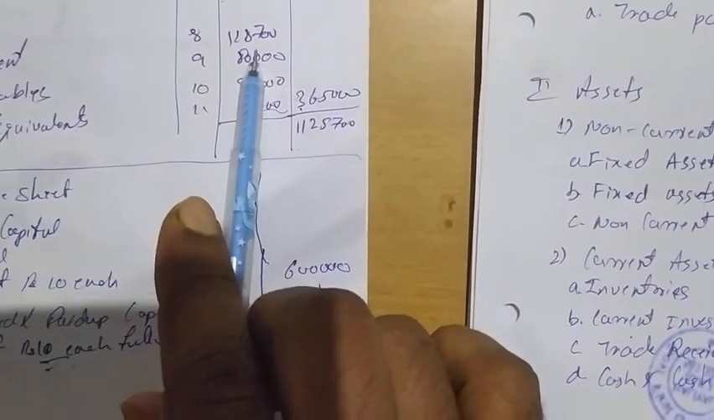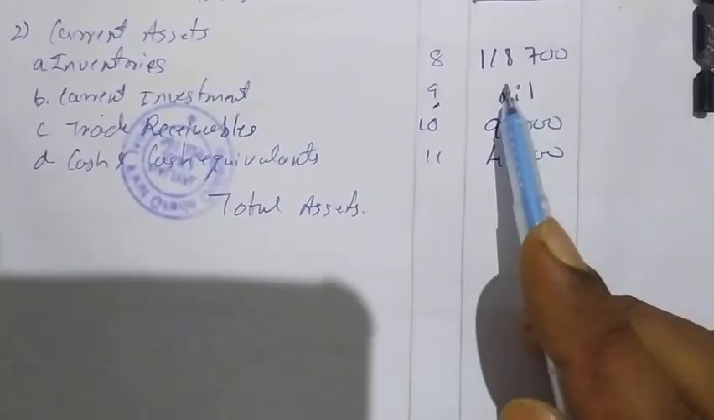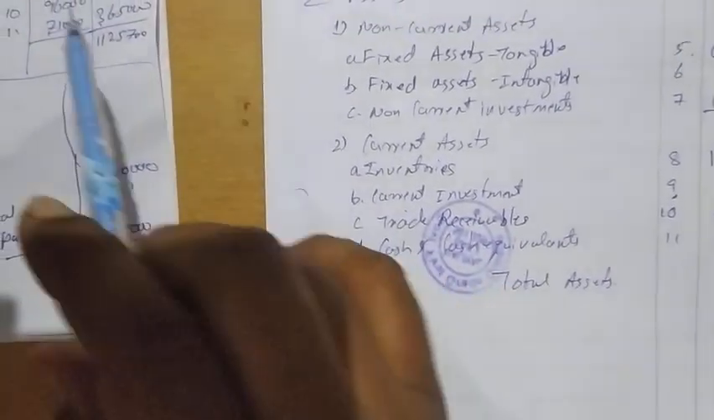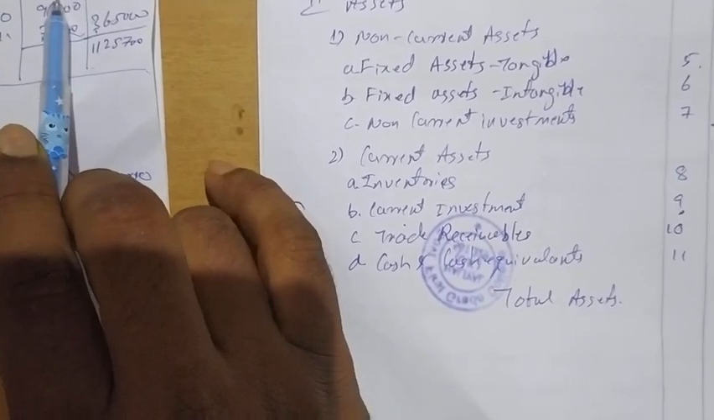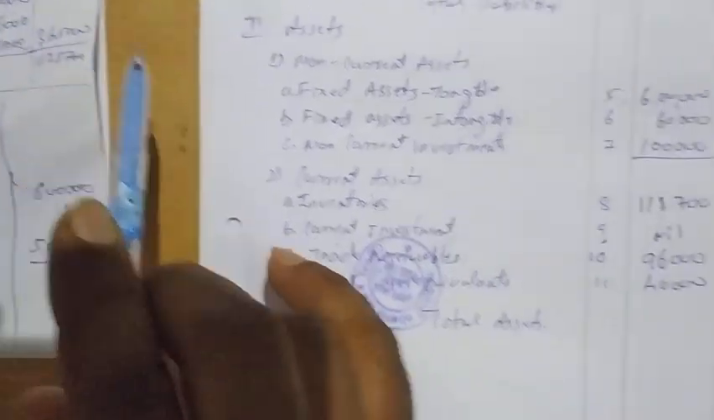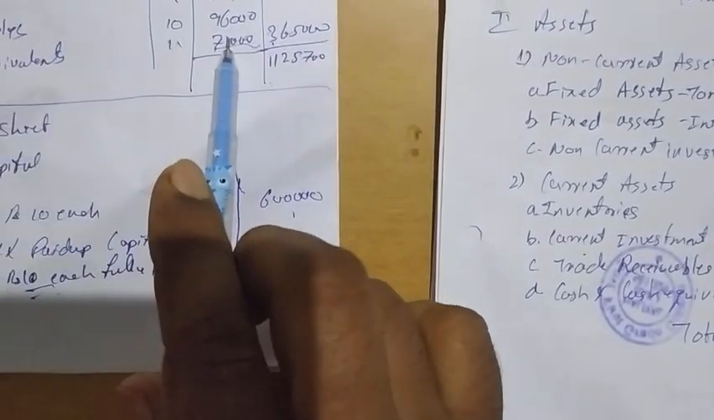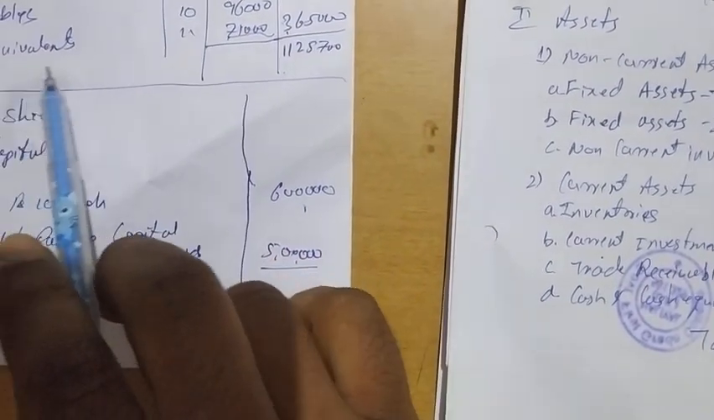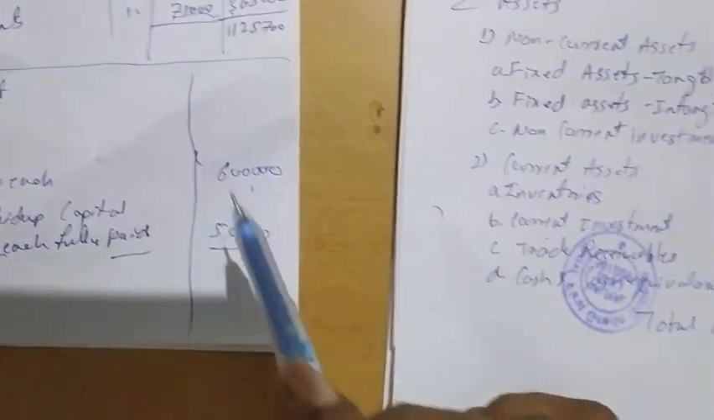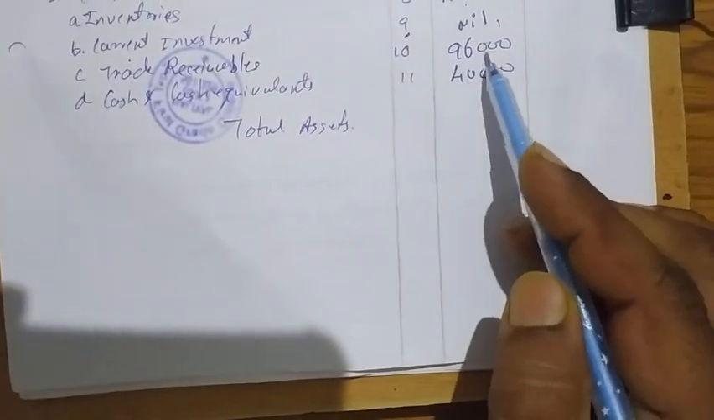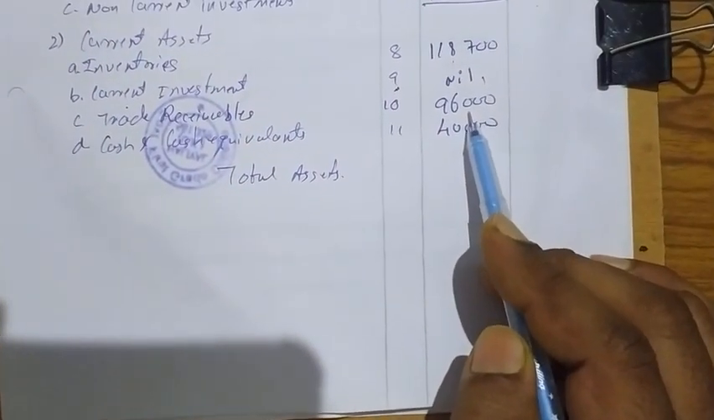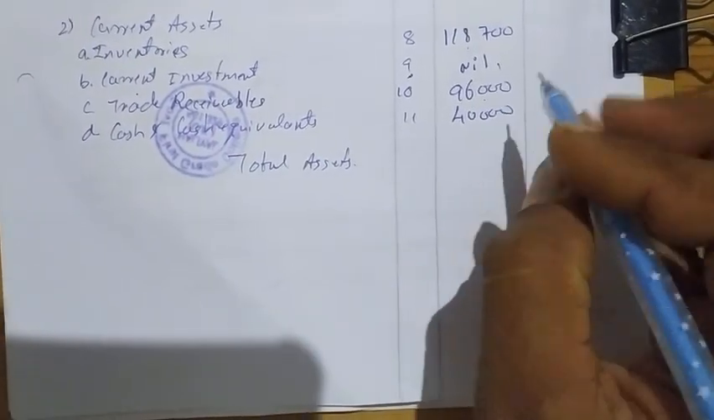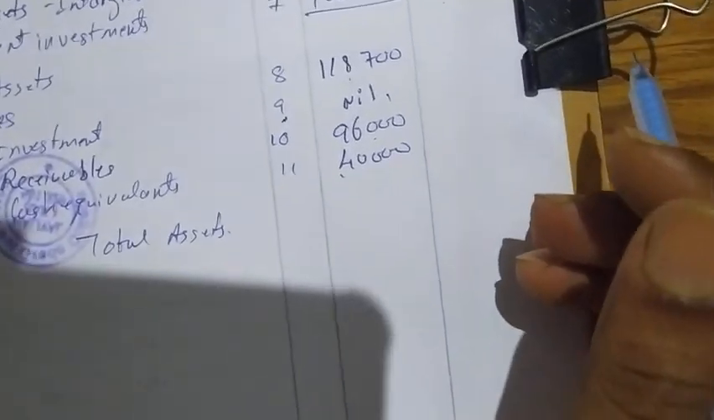Then inventories 1,18,700, the same. And current investment 80,000, all sold out here, so no balance left. Then trade receivables 96,000, which remains the same, and cash and cash equivalent reduced from 71,000 to 40,000.